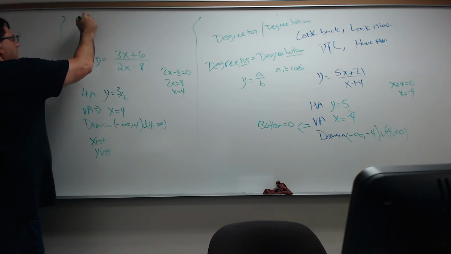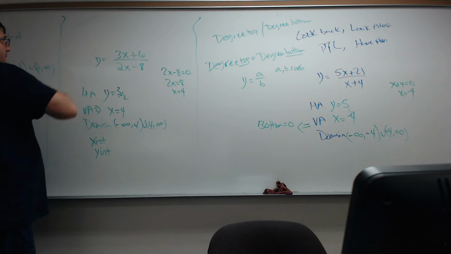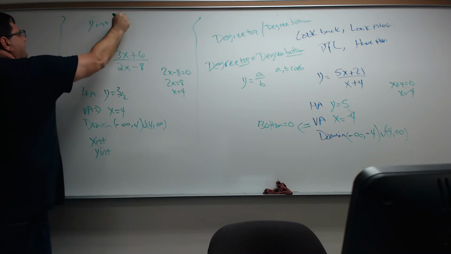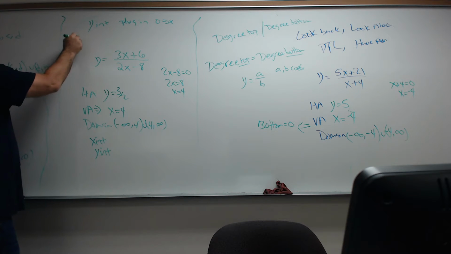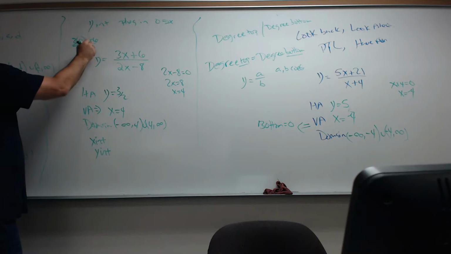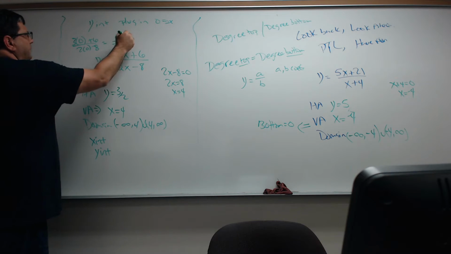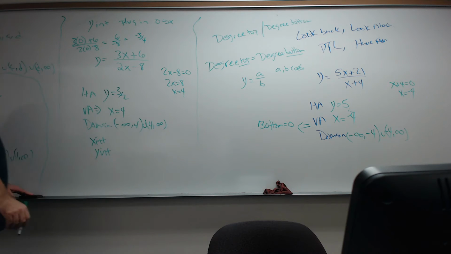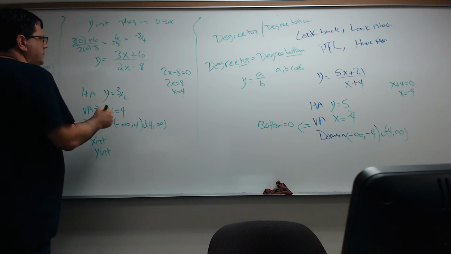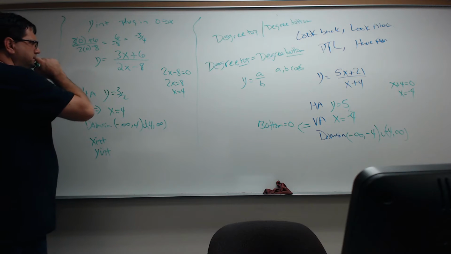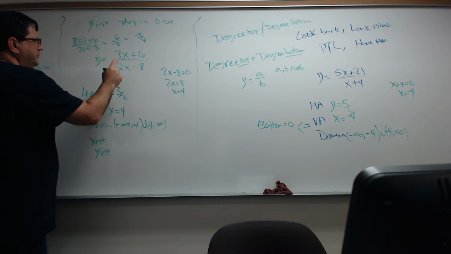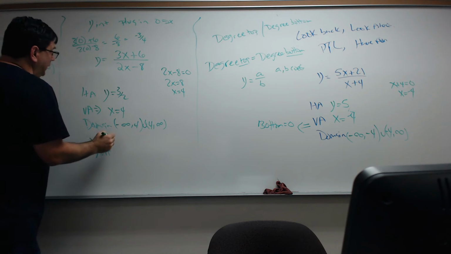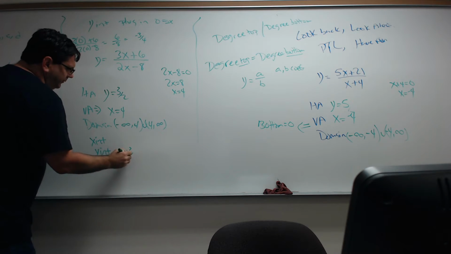So for the y-intercept, plug in 0 for x. So what do you get? 3 times 0 plus 6, over 2 times 0 minus 8. 6 over negative 8, which is negative 3/4. All right. Now, this is going to be the y-intercept, 0, negative 3/4.